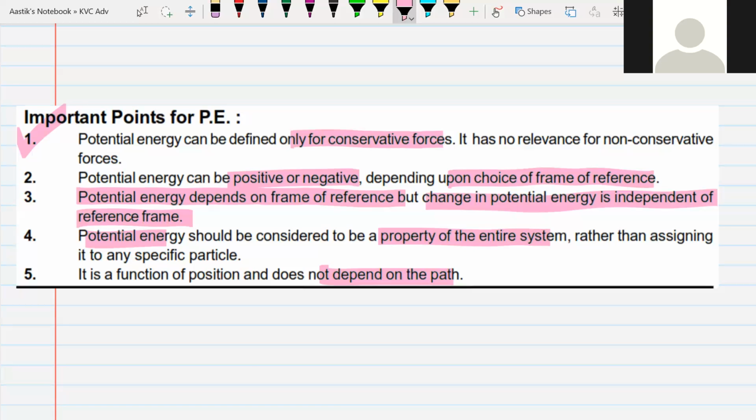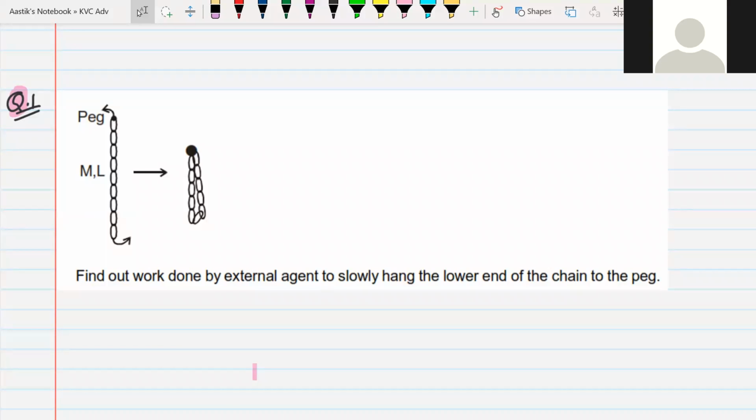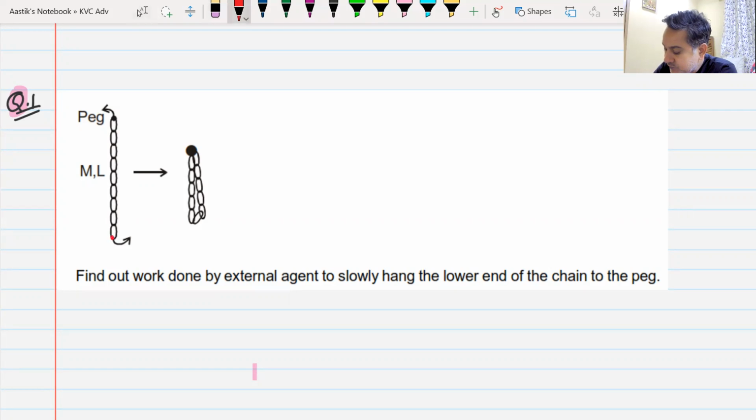Okay, then here comes a question for you. Find out the work done by an external agent to slowly hang the lower end of the chain on the peg. So this is the lower end of the chain, and this is what you can see, a peg, a nail. I have to hold the lower end and put it at the top. What is the work done by the external agent? I'll give you 2 minutes to do this.